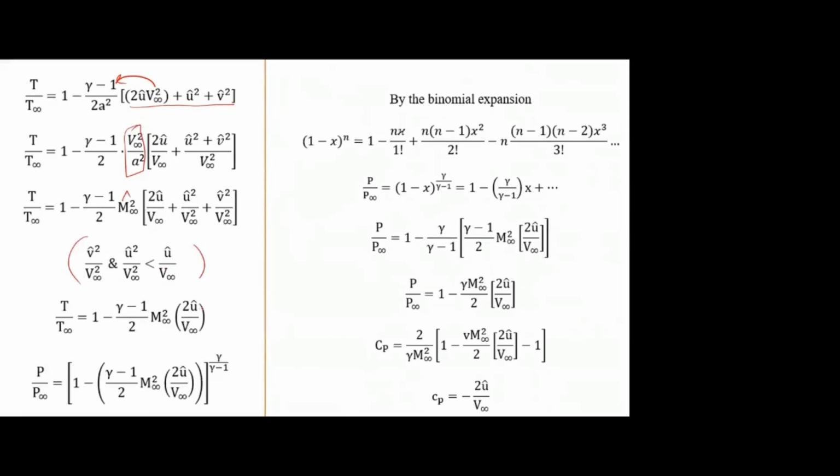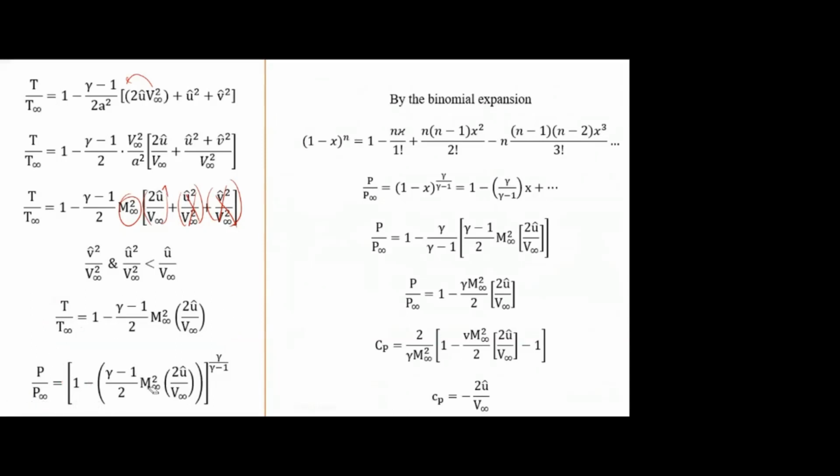Now I am applying the small perturbation assumption. The perturbation velocities are very small, so this U cap by V infinity is small. Compared to U cap by V infinity, the square terms are further small. So I am cancelling the U cap by V infinity square terms first. Only this term is there. Substitute in the P by P infinity.